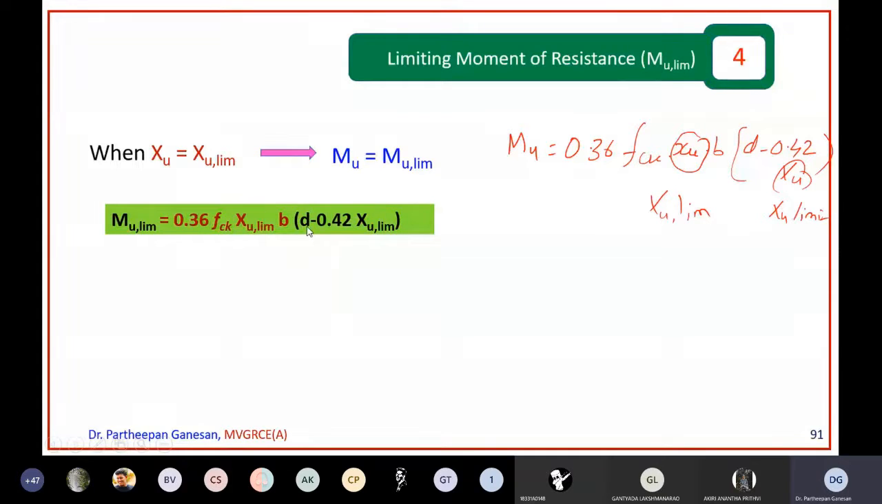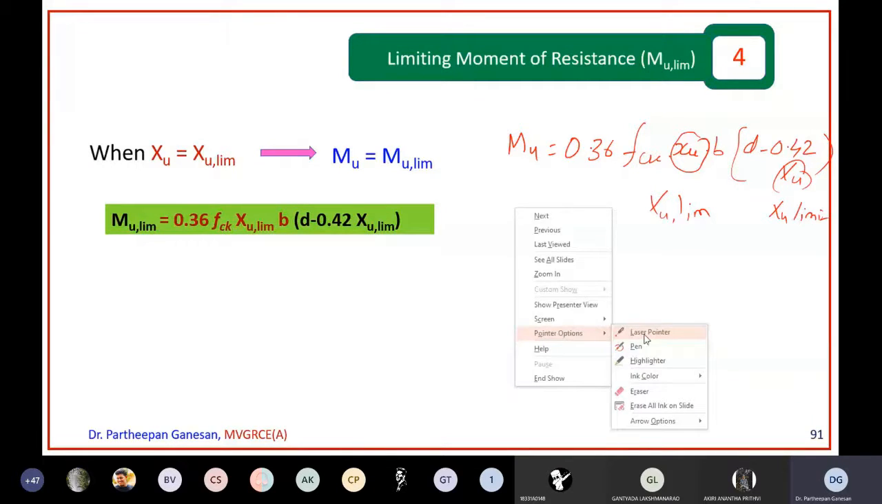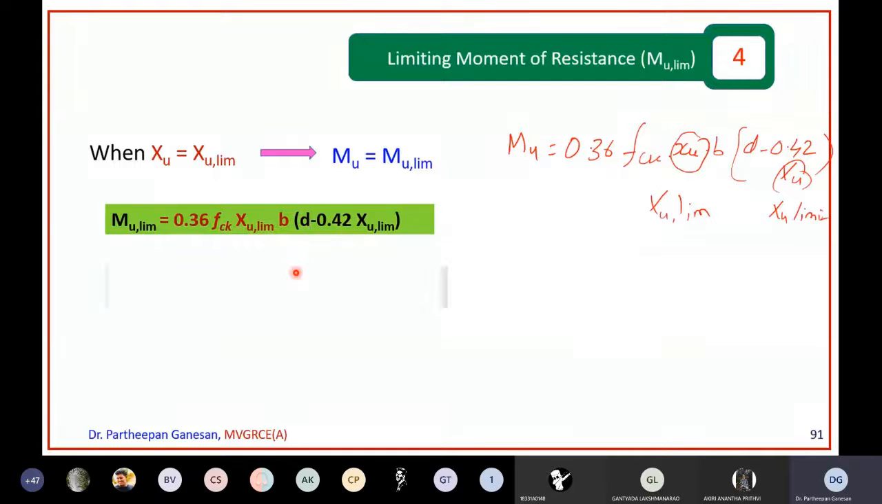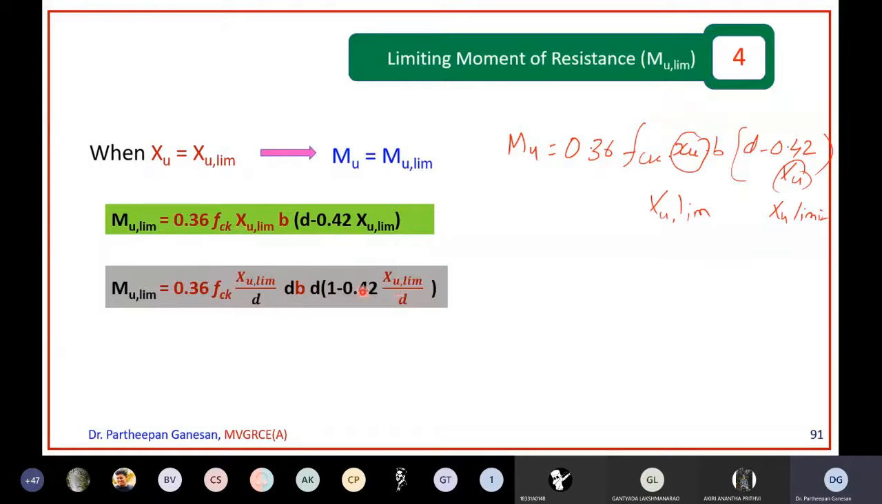Now you take this D out of this one, so you will get this formula. You have taken D out, so 1 minus 0.42 Xu limit by D. And I want to make this also divided by D into D. Okay, so here this Xu limit by D.